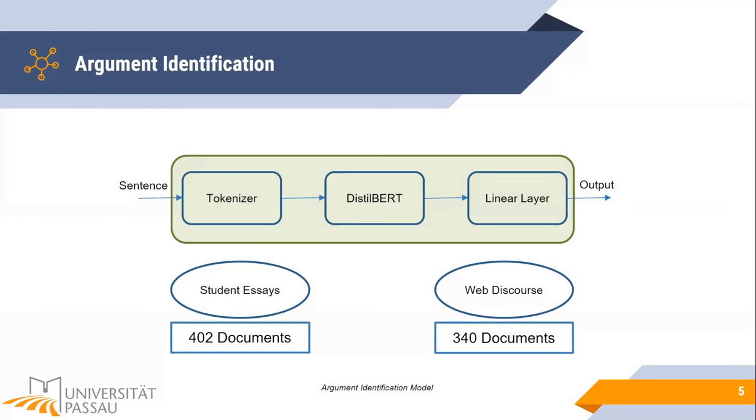The model has been fine-tuned using two publicly available corpora for argument mining, which are Student Essays and Web Discourse. Student Essays contains 402 documents, and Web Discourse contains 340 documents in total. So the fine-tuned model takes a sentence as an input, and it classifies it as argument or non-argument. That would be the output of the model.